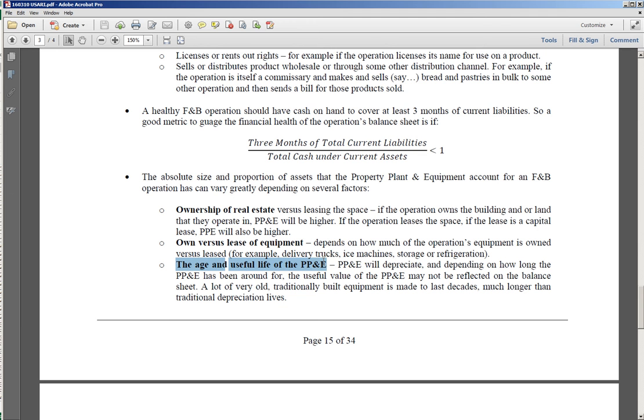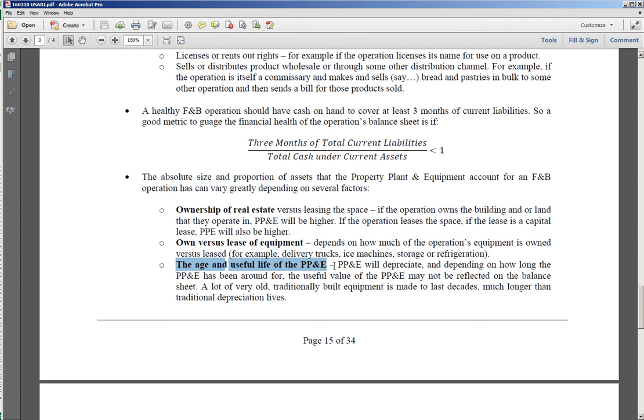The age and the useful life of the PP&E is also really going to matter. There are a lot of really old school pieces of restaurant equipment that were designed to last through a nuclear holocaust. But for accounting purposes, a depreciation schedule has to be assigned to it. So buildings are generally depreciated over a 40-year lifespan. Equipment is usually depreciated over 7 years. Furniture and fixtures, that type of ware, are depreciated over a 7-year life.